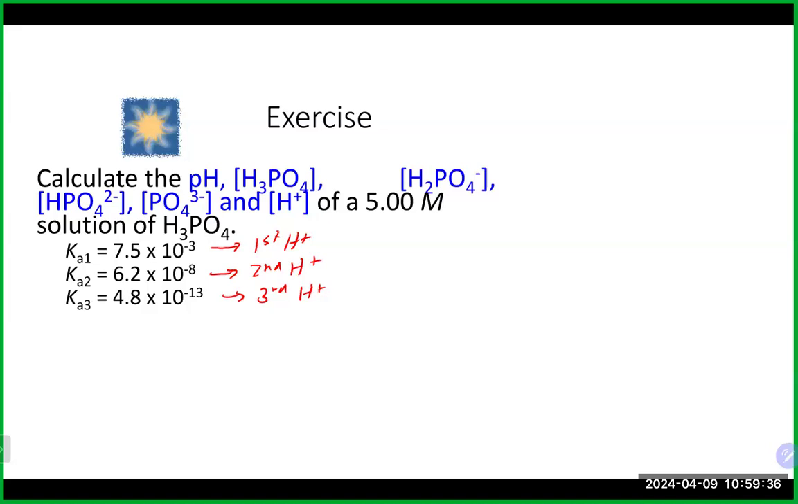Let's take a look at this calculation together and talk about how we would approach a polyprotic acid calculation. Clearly, since we want to calculate the concentration of everybody, we might as well start with the first hydrogen that's going to come off. And that first hydrogen is going to have that Ka value that we see there.